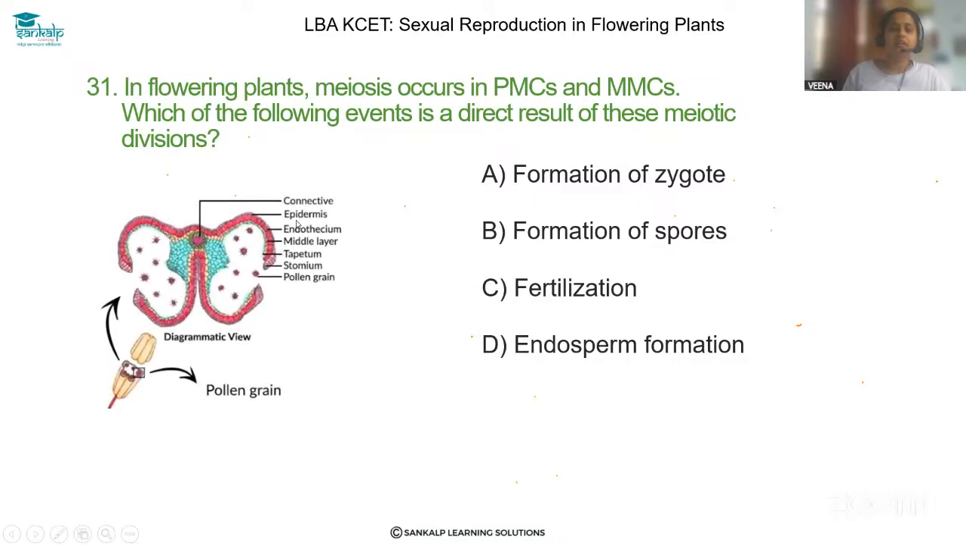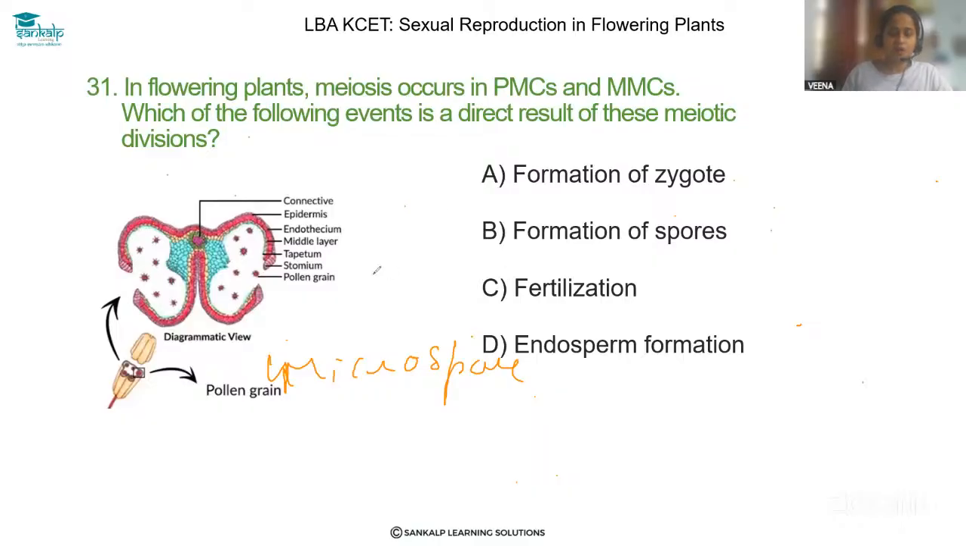As you know, in the flowering plant, this pollen mother cell and microspore mother cell will undergo meiotic division first. After meiotic division, it is going to form four microspores, a microspore tetrad. So these microspores are the result of the meiotic division.